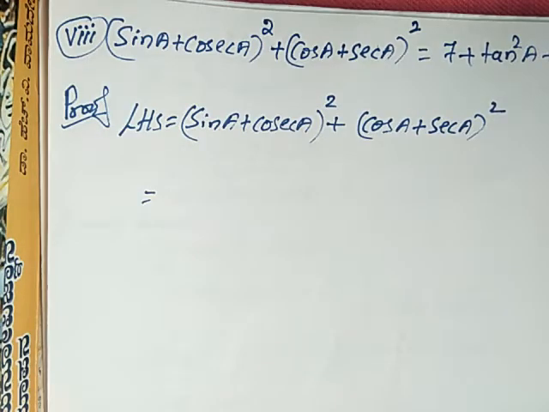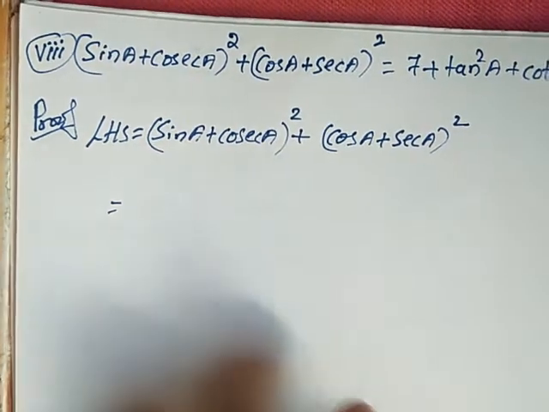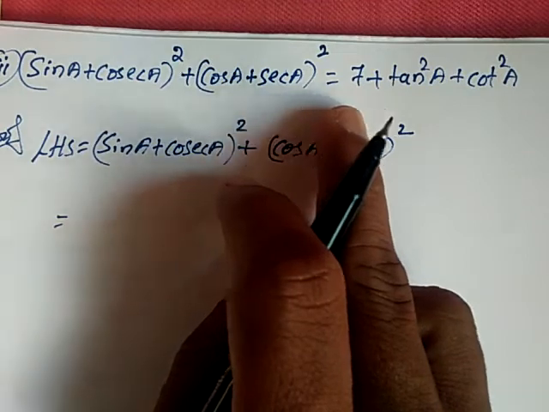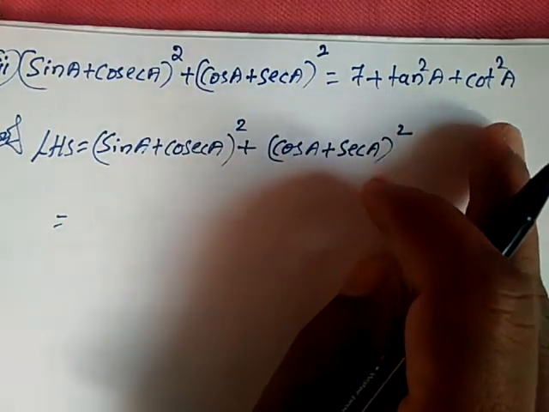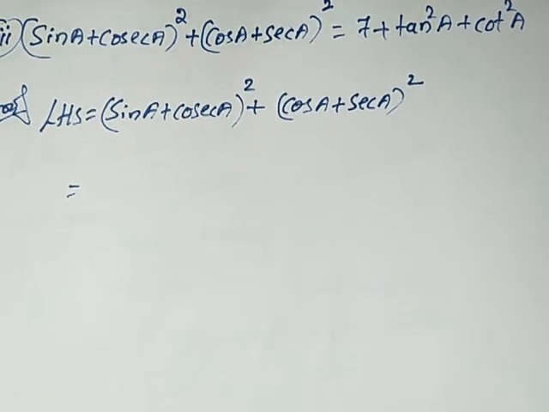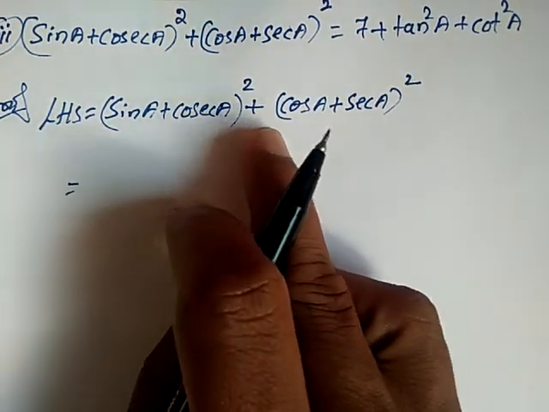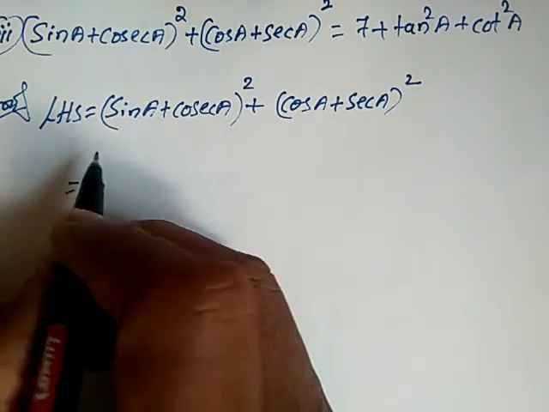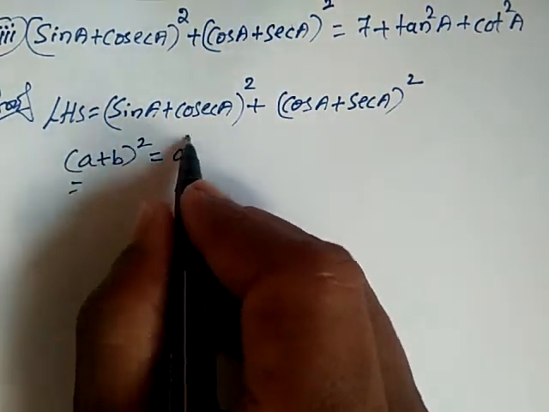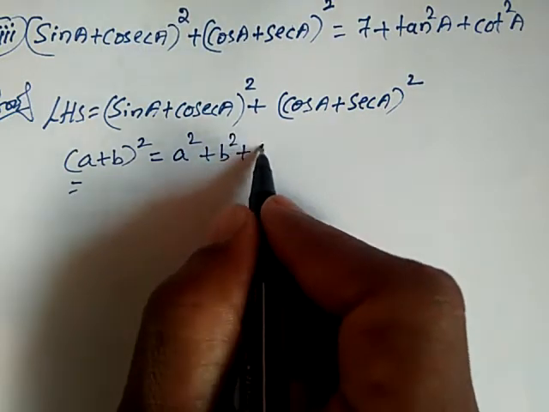Next we will learn question number 8: sin a plus cosec a whole square plus cos a plus sec a whole square is equal to 7 plus tan square a plus cot square a. If you see this one, consider LHS. Here it is sin a plus cosec a whole square plus cos a plus sec a whole square. You know the formula, a plus b whole square is a square plus b square plus 2ab.